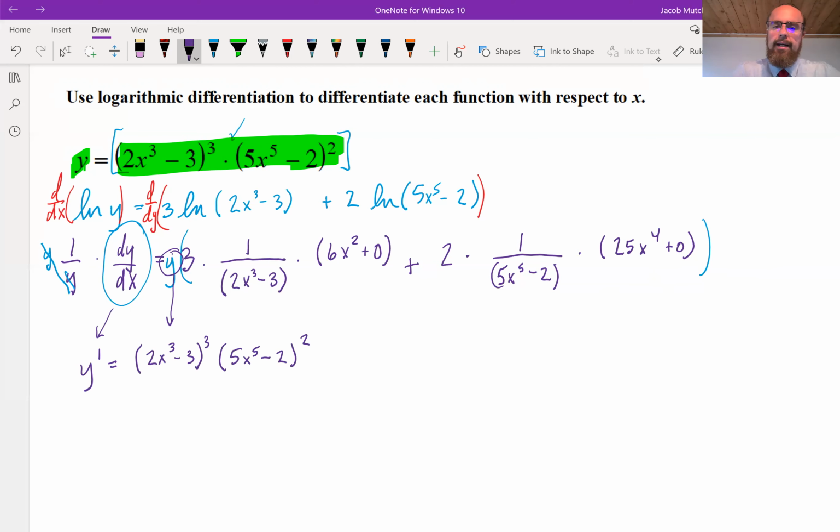And now I'm going to build that simplified form of this right-hand sum. So that first one, I've got numerator values of 3 times 1 times 6x squared. So that's going to be for us 18x squared all over 2x cubed minus 3. And then the second product here, which is again a quotient, so it's numerator 2 times 1 times 25x to the power of 4, which is going to be 50x to the 4th over 5x to the 5th minus 2.